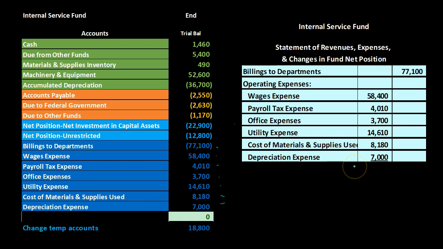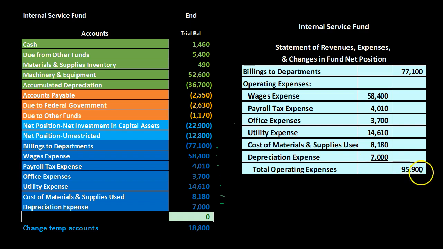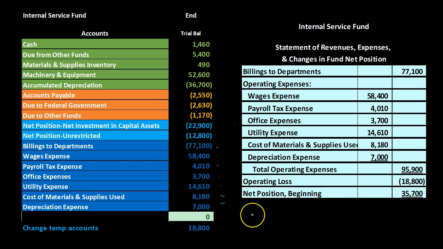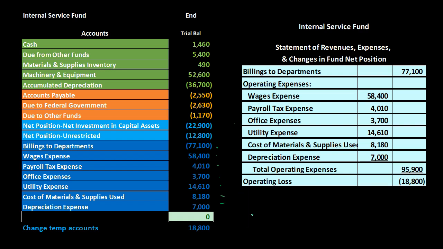Therefore, we're going to put a little underline there and sum them up to the right-hand side, and that is going to be the 95,900. So now we're left with the outer column, 77,100 and the 95,900. If we subtract those two out, we get the operating loss in this case, with of course the expenses being greater than the revenue. So we have the loss of 18,800. And then we're going to basically tie this into the net position or to the balance sheet.